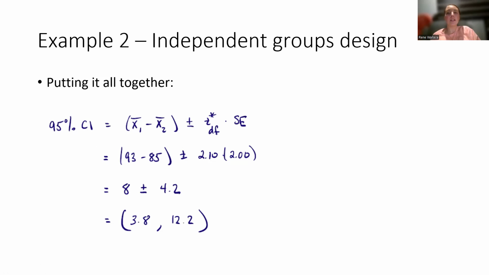It seems like a pretty big interval to me, right? 3 to 12, that's like 9 points, give or take, that our interval consists of. So that's interesting that we can say, well, we're 95% confident that it's between 3.8 and 12.2.